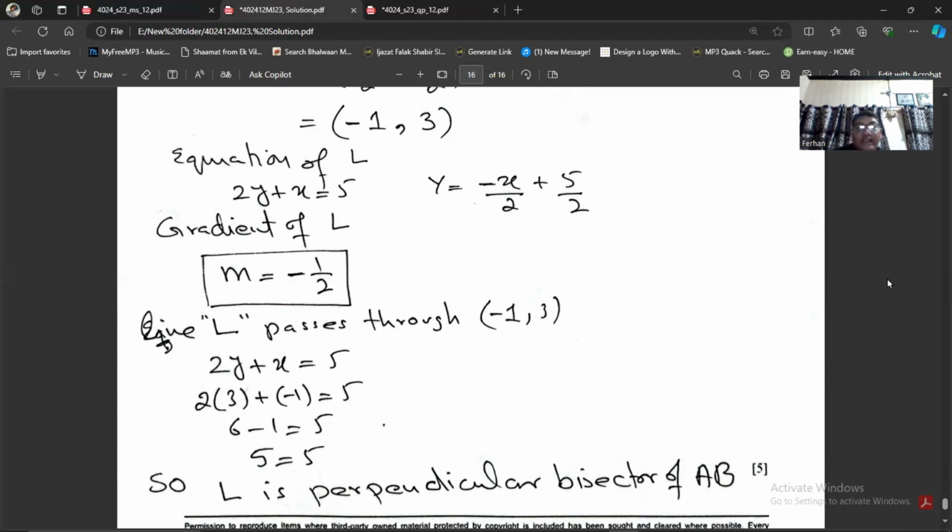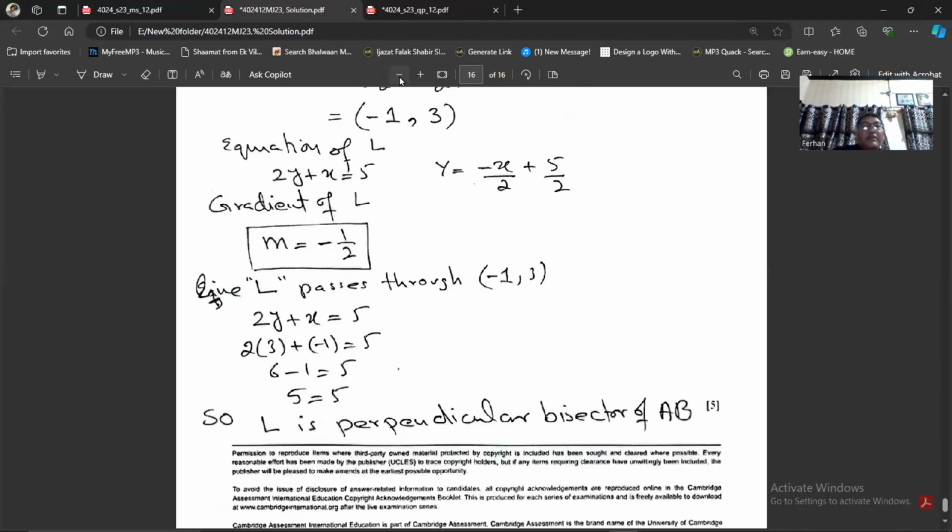So that means the line L has a gradient of minus 1 by 2, and it passes through minus 1, comma 3. Minus 1, comma 3 was the midpoint of AB, and this line has a gradient which is perpendicular to the line AB, and it passes through the midpoint of AB. So that shows that L is the perpendicular bisector of AB.